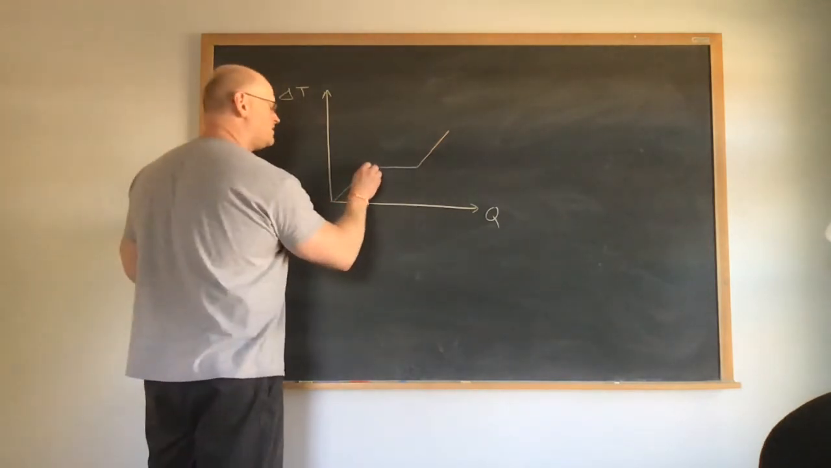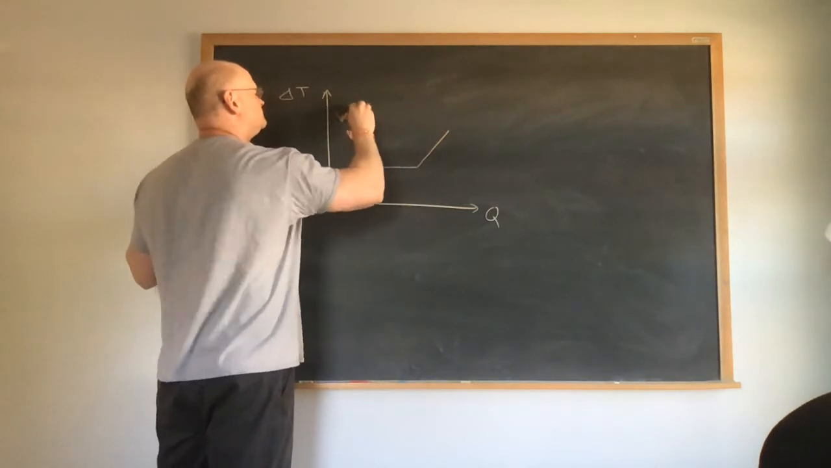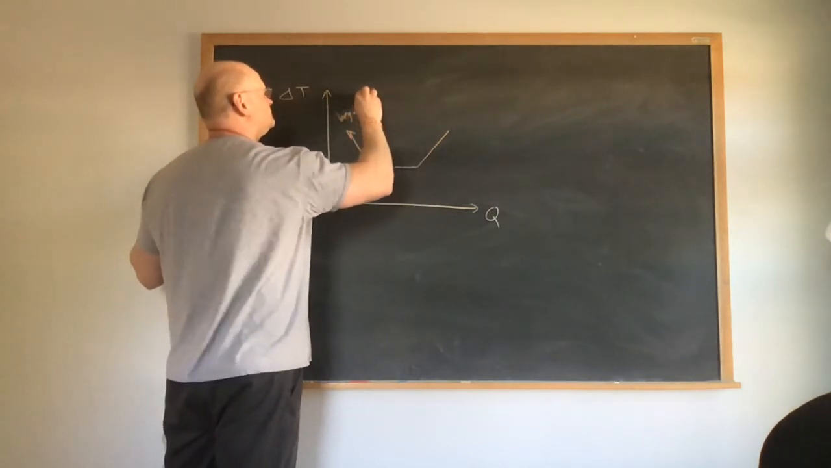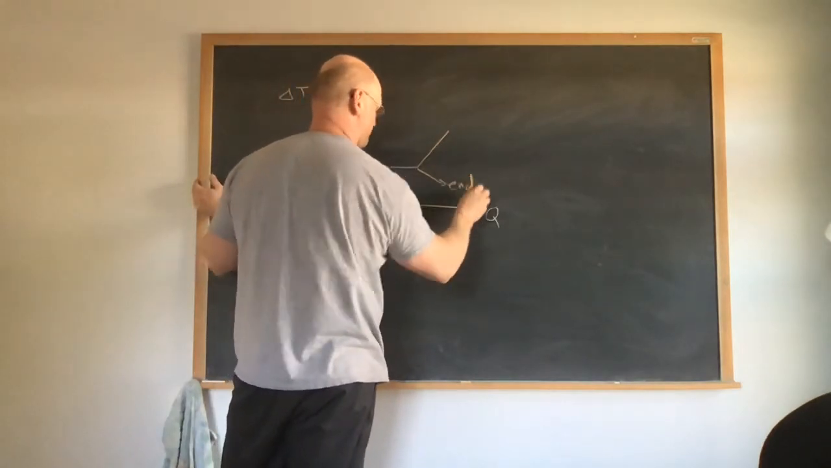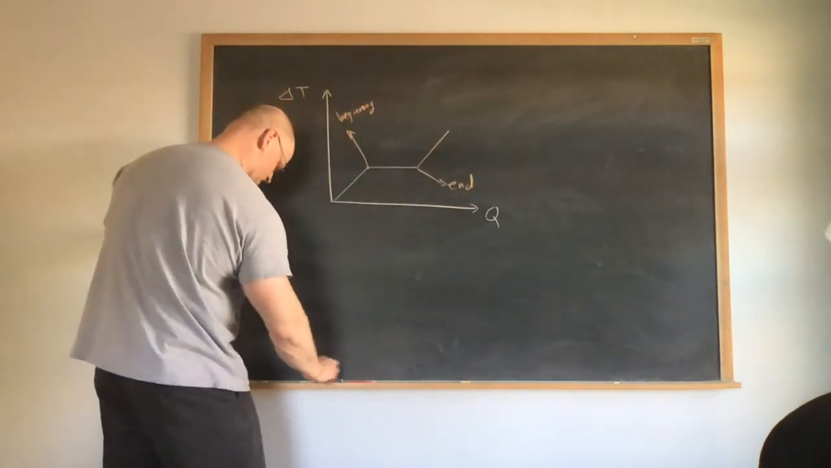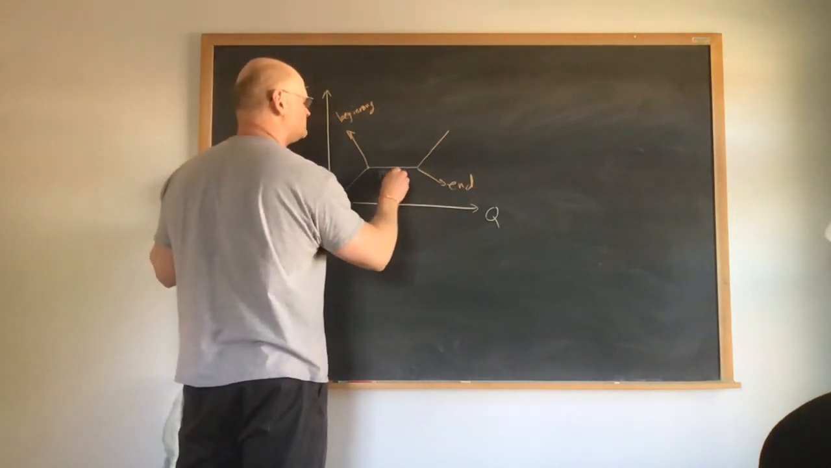So this point here marks the beginning of the phase transition. And this is then the end of the phase transition. Again, this purple part is where the phase transition is occurring. So, phase transition.